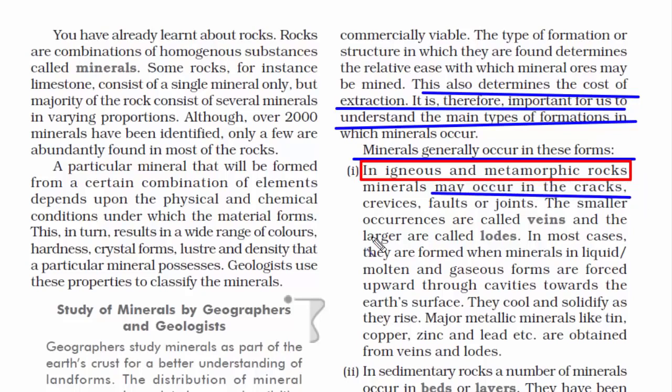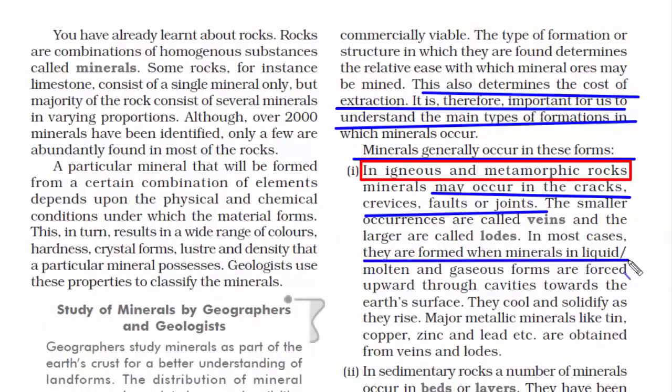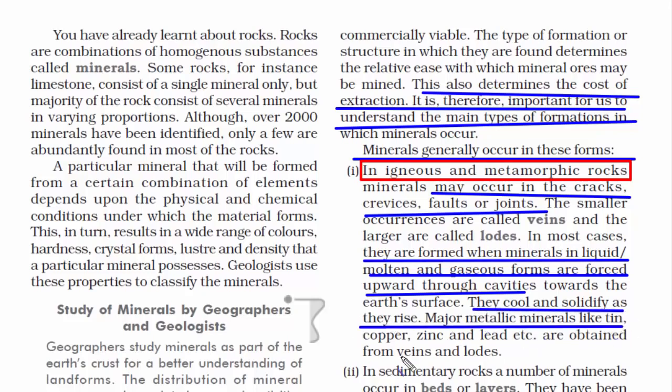Minerals are usually found in the cracks, gaps, or joints of these rocks. They are formed when minerals are in liquid, molten, and gaseous form. That is how they get inside the rocks, because a solid cannot get into another solid, right? So for millions of years, they cool and solidify, forming major metallic minerals like tin, copper, zinc, and lead.